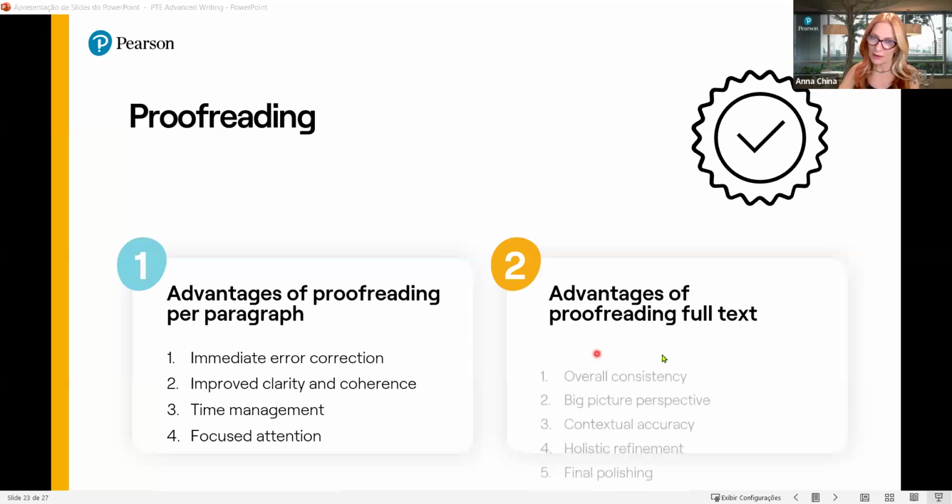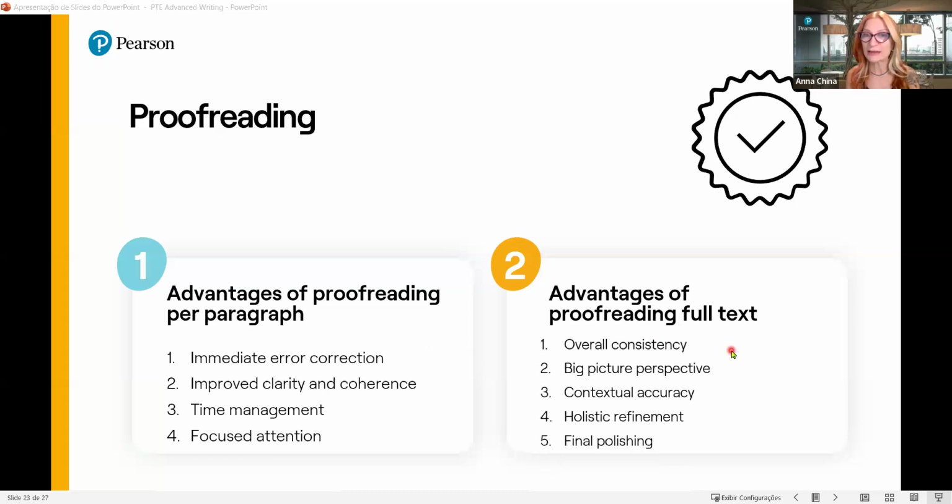However, of course, proofreading the full text does give an overall consistency, because here you can improve clarity and coherence per paragraph. There's a big picture perspective. There's a contextual accuracy. You can do this holistic refinement and the final polishing. However, I feel that for the 20 minutes essay under time constraint, we just don't get to do this all. We just don't get to do this contextual accuracy and the holistic refinement.